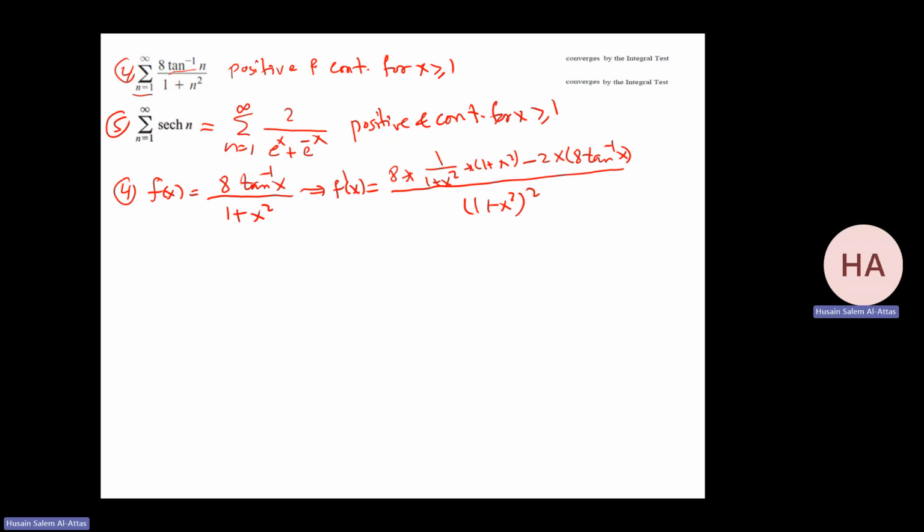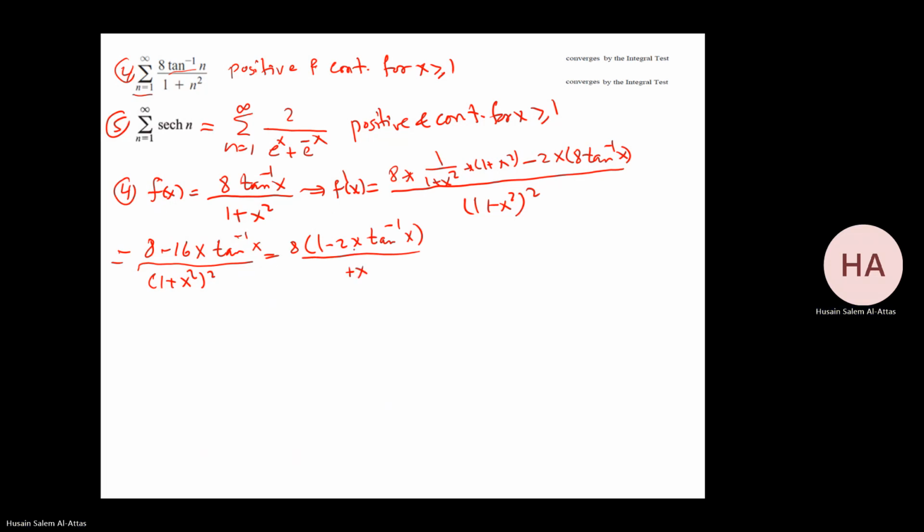Okay, and that will be what? 8 minus 16x tan inverse of x over this positive quantity. I can take 8 out, and have 1 minus 2x tan inverse of x over 1 plus x squared, all squared. Yeah, I know that tan inverse of x is an increasing function.